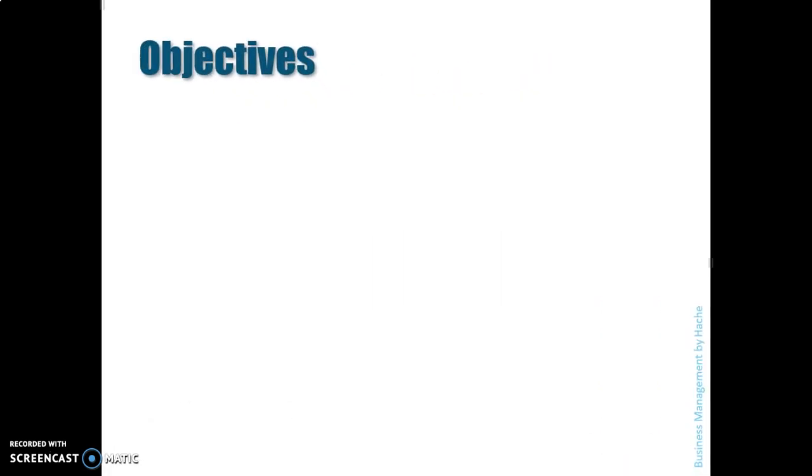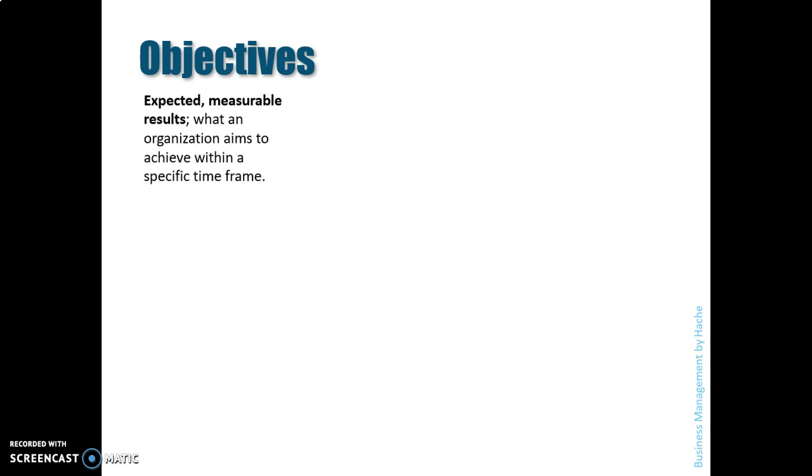Let's begin by having a quick view at objectives. Let's first say that objectives are expected measurable results. These are specific things we want to happen in a business, specific achievements that we want to make real in our business. They are expected measurable results, and they are what an organization aims to achieve within a specific time frame.